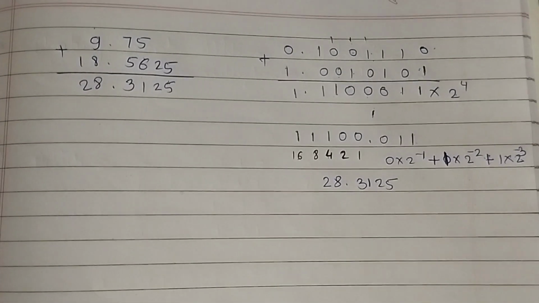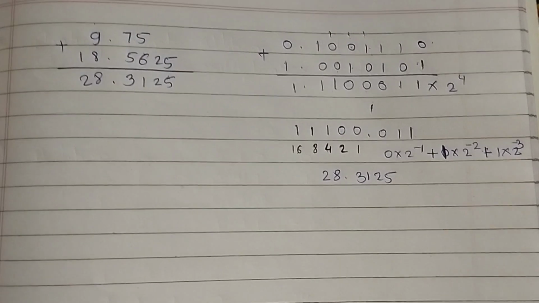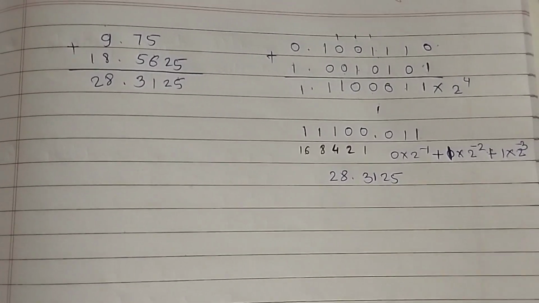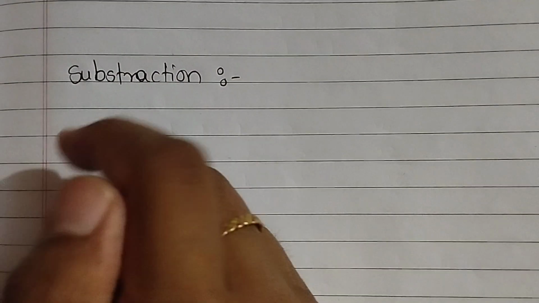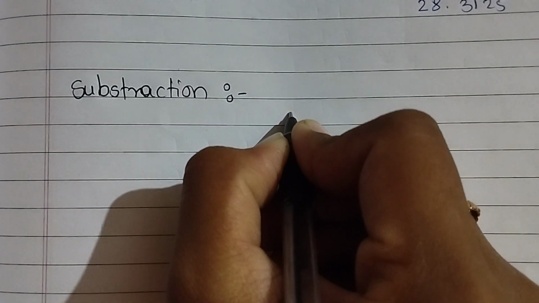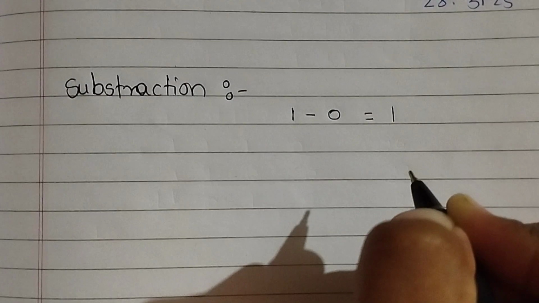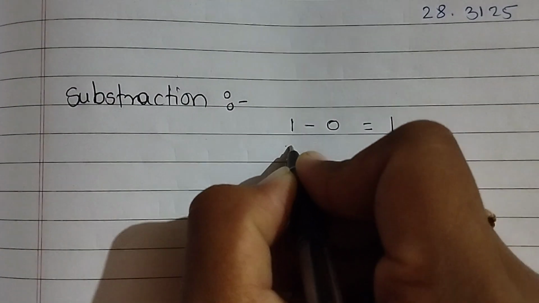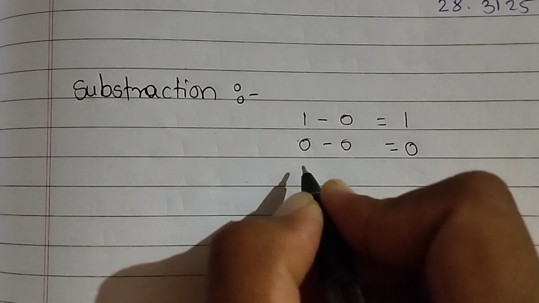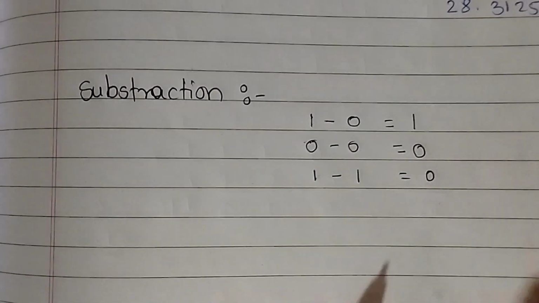So I hope you all get the idea about how to add floating point binary numbers. Now we see how we subtract them. So now we see how we subtract the floating point. Again we know 1 minus 0 is equal to 1. 0 minus 0 is equal to 0. 1 minus 1 is equal to 0.